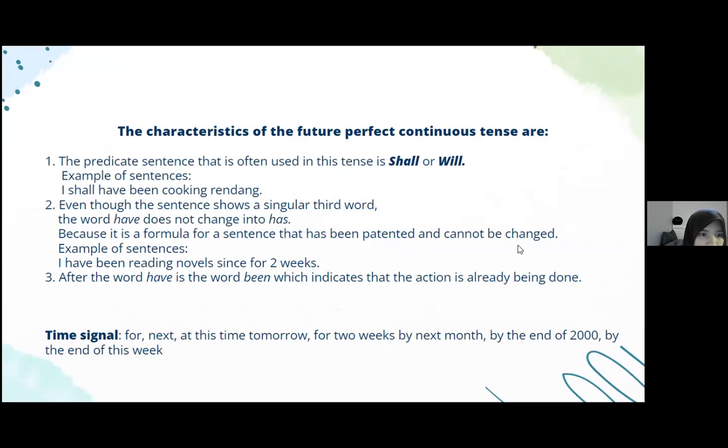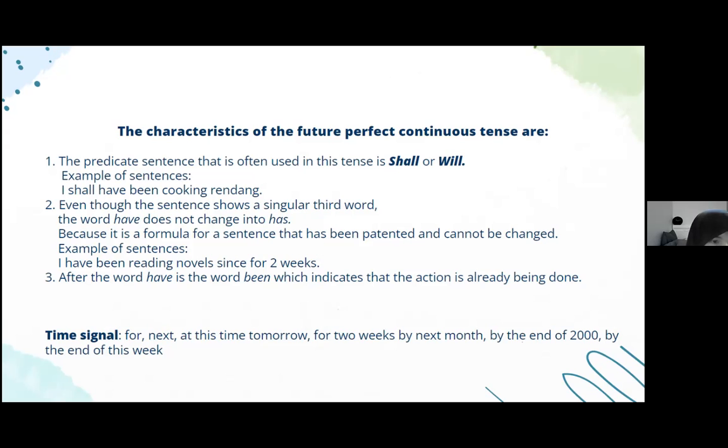And next, the characteristic of the future perfect continuous tense are one, the predicate sentence. Sentence that is often used in this sentence is shall or will. Example of sentence, I shall have been cooking rendang. Two, even though the sentence shows a singular third word, the word have does not change into has, because it is a formula for a sentence that has been written and cannot be changed. Example of sentence, I have been reading novels for 2 weeks.